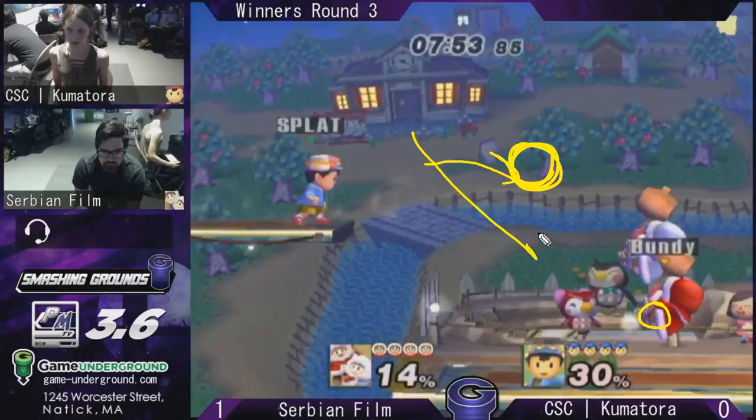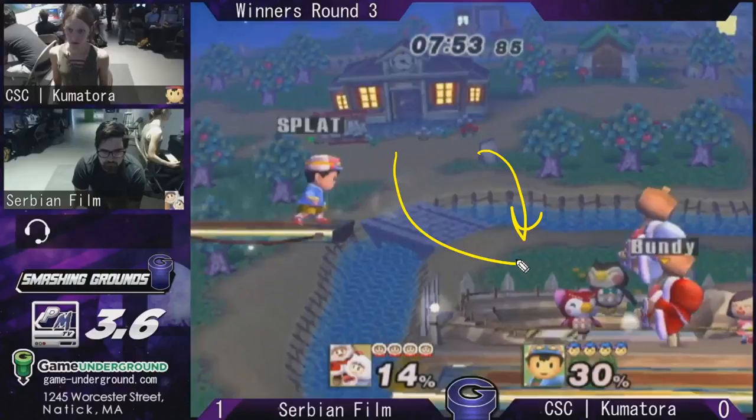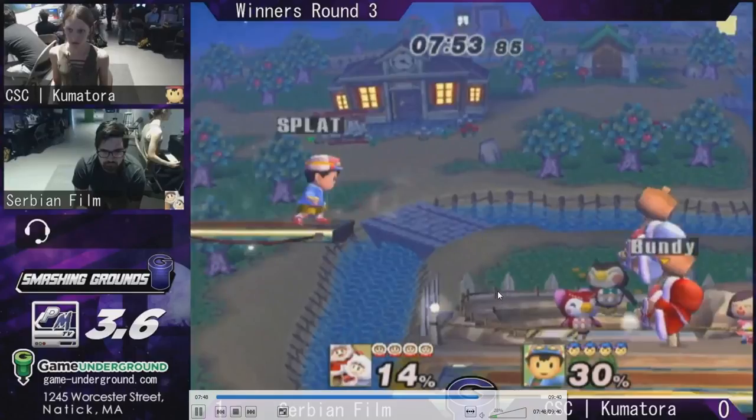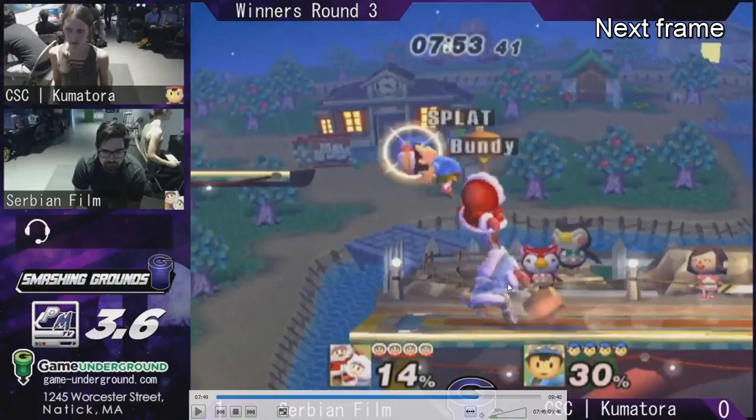PK fire covers the exact angle that Ice Climbers are weak against, that diagonal angle. They can't really do too much about it, especially when they're falling helplessly like that. So you see how she transitioned from a sort of double jump approach to a different angle. And I think the difference between those two angles is what you're going to see throughout the rest of the game. Serbian film will do that again, right?